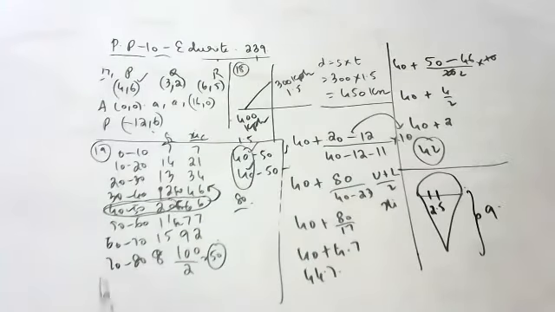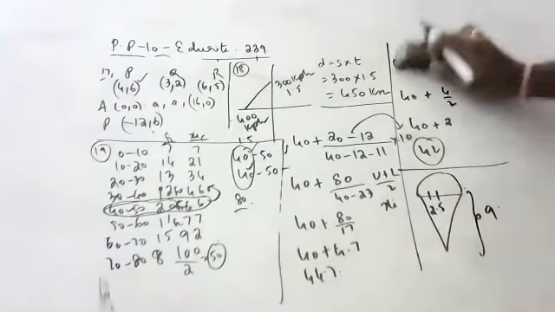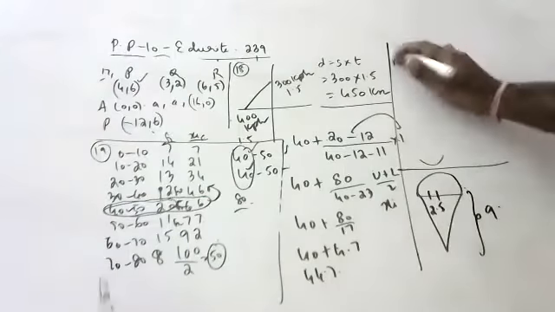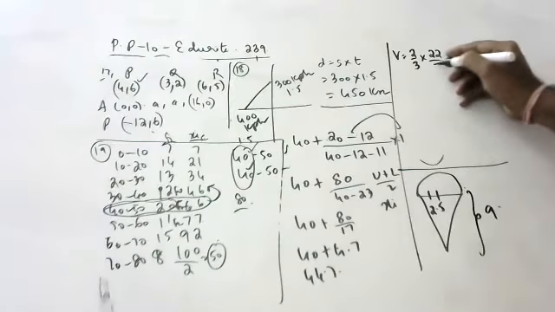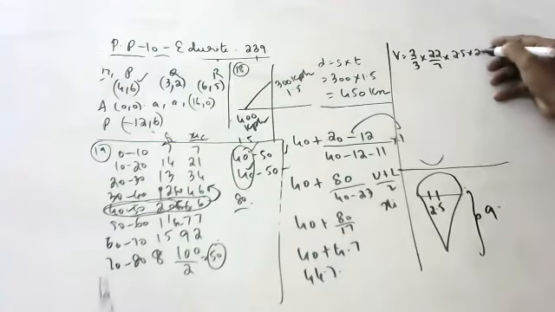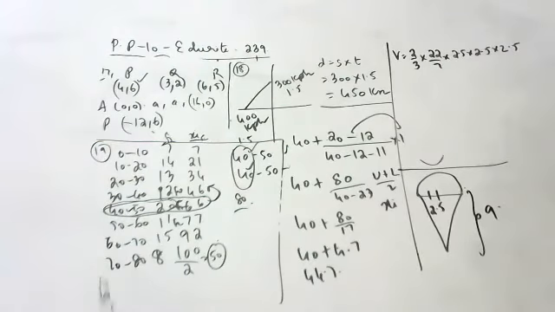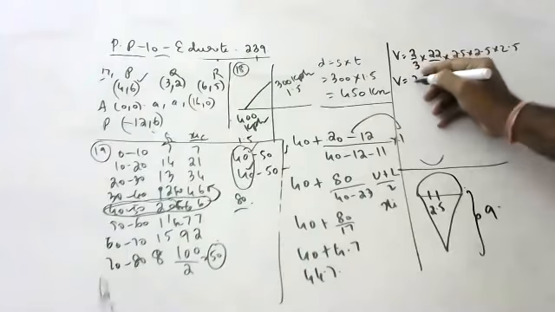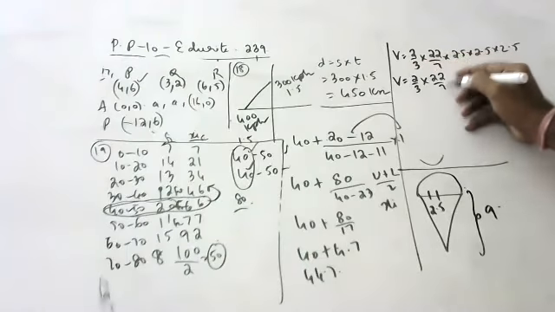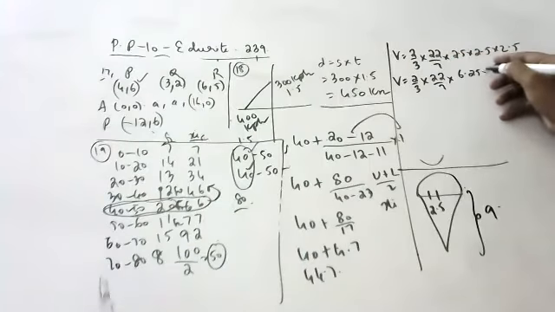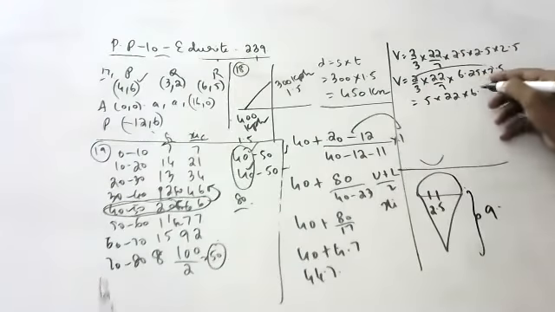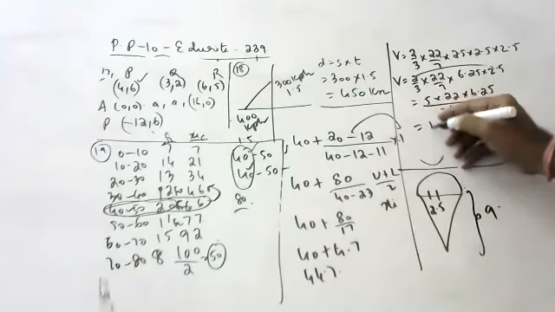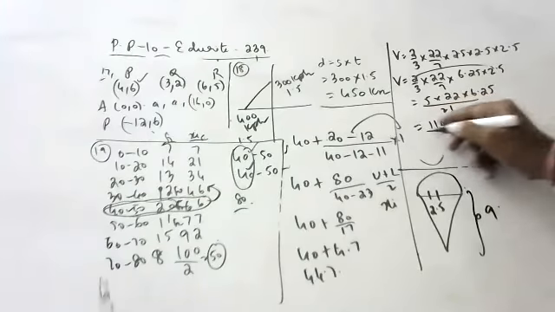Volume of only the hemisphere. 2 by 3 pi r cube. Has anyone calculated? Please tell me. Sir, he asked in fraction form only. Okay, so 2 by 3 pi r cube: 2 by 3 into 22 by 7 into 6.25 into 2.5. 2.5 into 2 is 5. 5 into 22 into 6.25 by 21. This is 110 into 6.25 by 21.